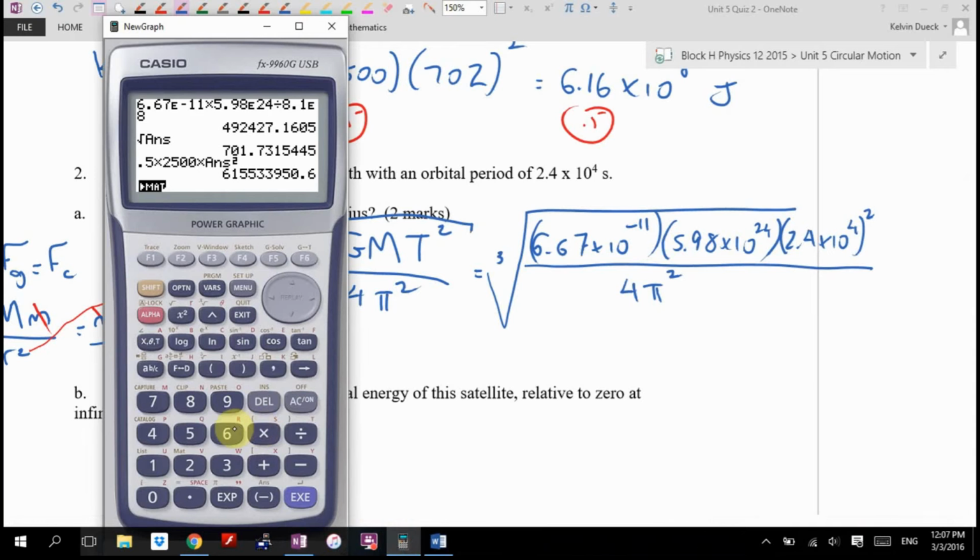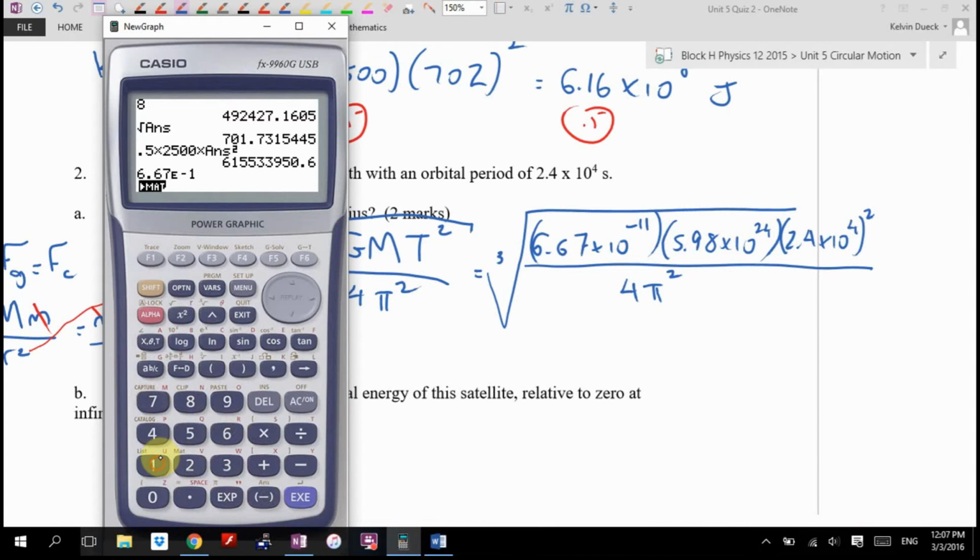Alrighty, here. 6.67 times 10 to the negative 11, 5.98 times 10 to the 24th, 2.4 times 10 to the 4th squared. I think I can do that on this calculator. Divided by bracket 4 times pi. I think I can square it on this calculator. Let's find out. Cube root. Oh, this has a cube root button. There it is. Do you get that?